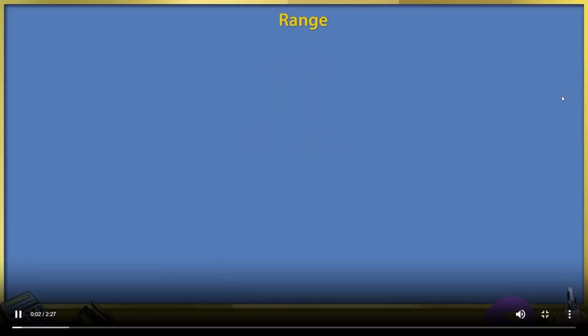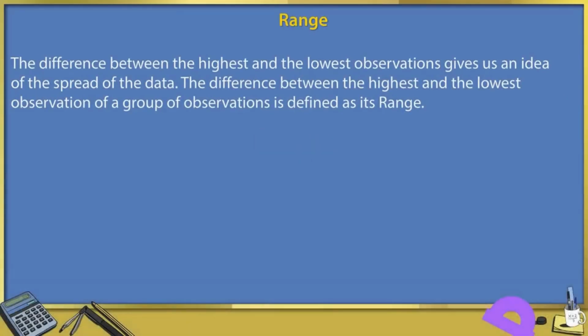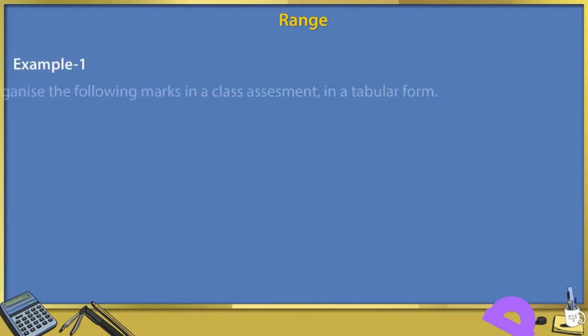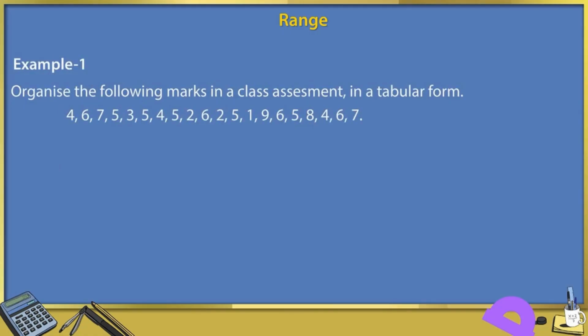Range. The difference between the highest and the lowest observations gives us an idea of the spread of the data. The difference between the highest and the lowest observation of a group of observations is defined as its range. That is, range is equal to value of highest or largest observation minus value of smallest observation. Example 1. Organize the following marks in a class assessment in a tabular form.